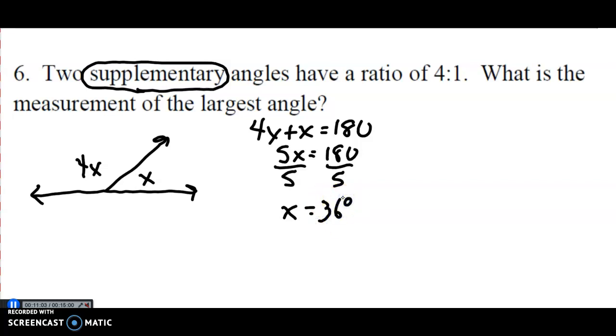All right, see if we answered the question. What is the measurement of the largest angle? Well, x is the smallest angle, so what we have to do is we have to do 4x, which means 4 times 36. And we do 4 times 36, we get 144 degrees. So that is the measurement of the largest angle. Just real quick to check my work, 36 plus 144 equals 180, and that means I got it right.